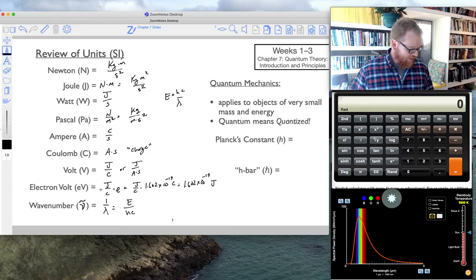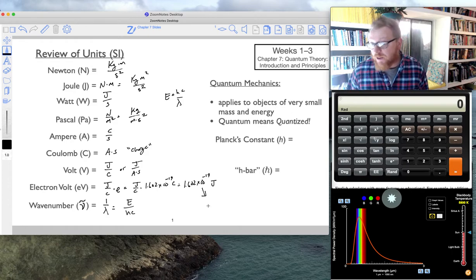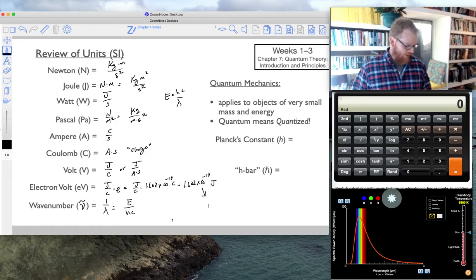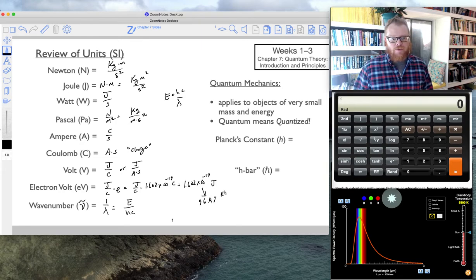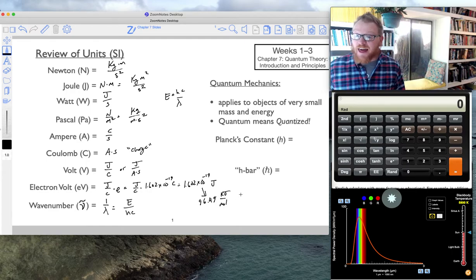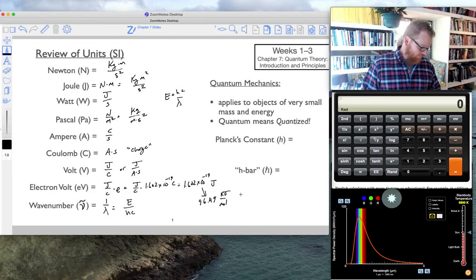Just to give you an idea of the value of these units, if I have 1.602 times 10 to the minus 19 joules per one thing, I can scale that up into joules per mole of things, or even kilojoules per mole of things. This number, 1.602 times 10 to the minus 19 joules, corresponds to 96.49 kilojoules per mole if I amped that up by 1 mole.